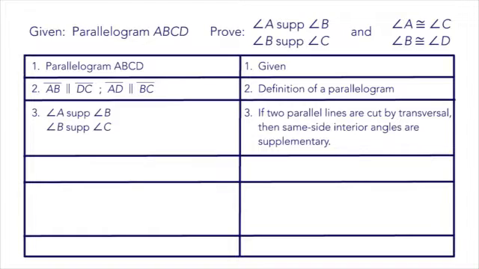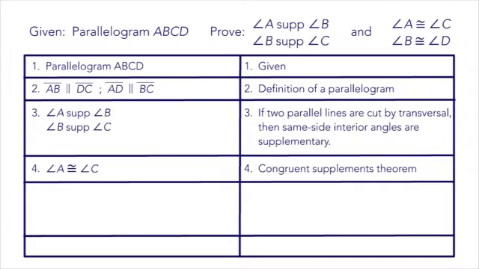The same holds true for angles B and C. If segment BC is a transversal, then angles B and C are same-side interior angles and must be supplementary. Awesome! I just proved that consecutive angles are supplementary in a parallelogram. Since angle A is supplementary to angle B, and angle C is supplementary to angle B, angle A must be congruent to angle C by the congruent supplements theorem.